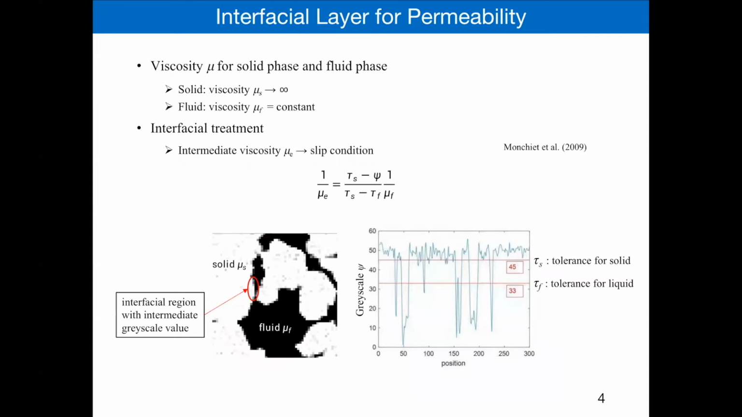To compute the permeability, the viscosity field is needed to solve the Stokes equation, where solid has infinite viscosity and the fluid has constant viscosity. In addition, the interfacial region with intermediate viscosity is introduced to impose slip condition. Unlike previous work, which generated the interface with finite thickness, we determine the interfacial viscosity based on the brightness of the grayscale image between the two tolerance values.